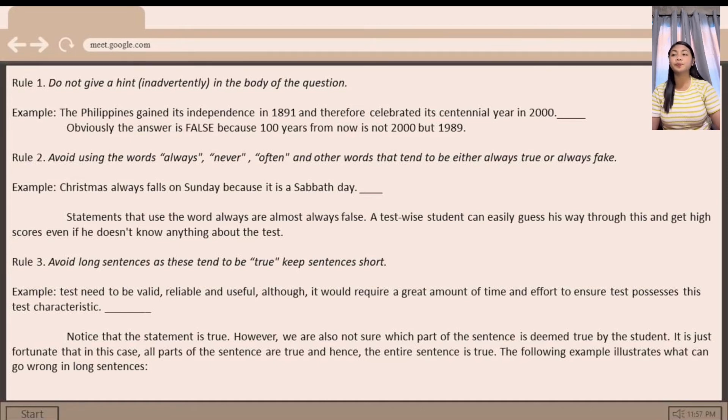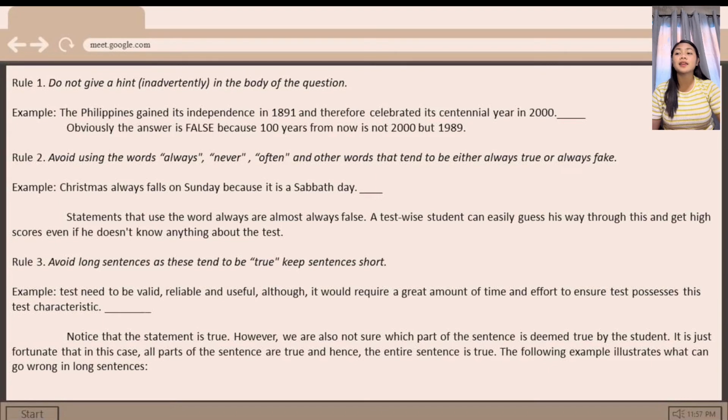Rule number 2. Avoid using the words always, never, often, and other words that tend to be either always true or always false. For example, Christmas always falls on a Sunday because it's a Sabbath day. Statements that use the word always are always false. A test-wise student can easily guess his way to a good score even if he doesn't know anything about the test.